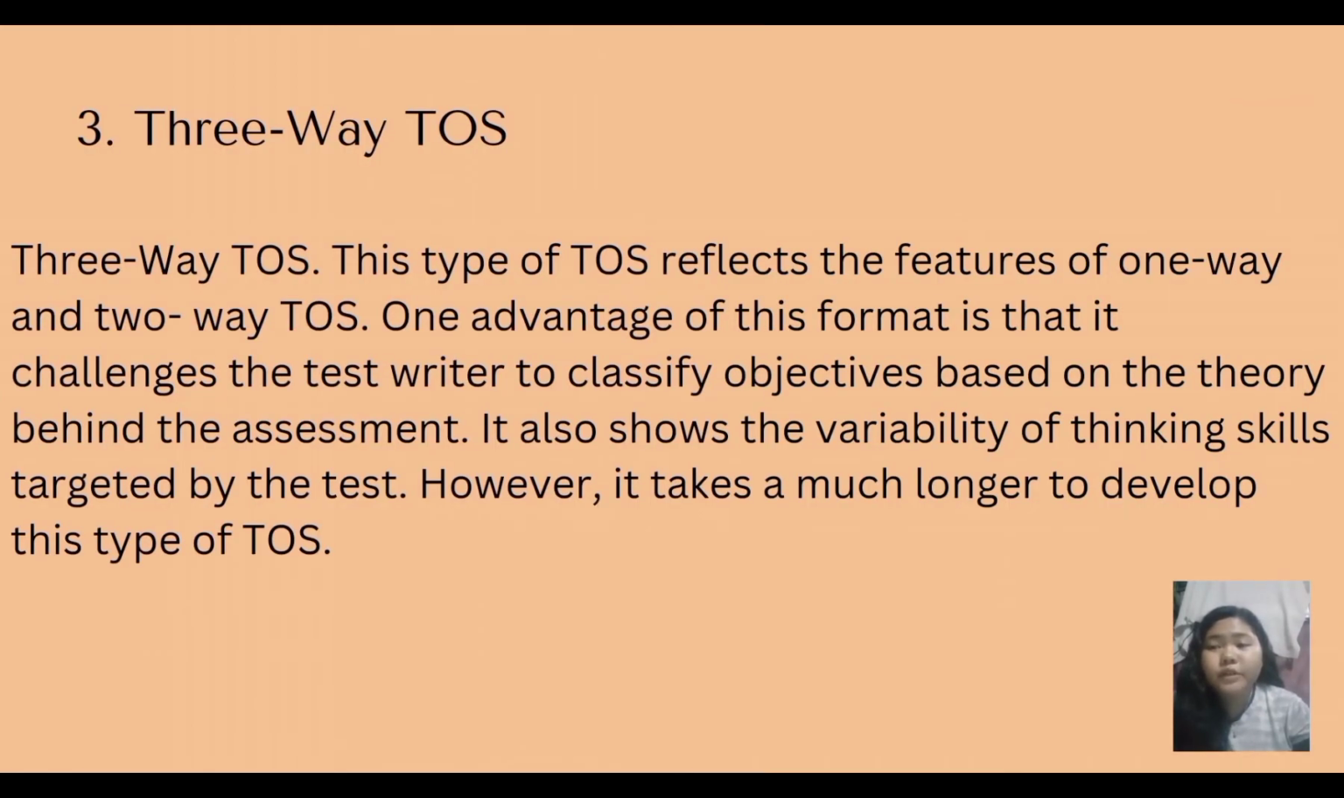So let's move on to the three-way table of specification. So what is a three-way table of specification? This is a type of TOS that reflects the features of one-way and two-way TOS. One advantage of this format is that it challenges the test writer to classify objectives based on the theory behind the assessment. It also shows the variability of thinking skills targeted by the test. However, it takes much longer to develop this type of TOS.